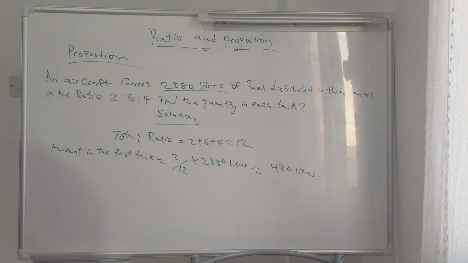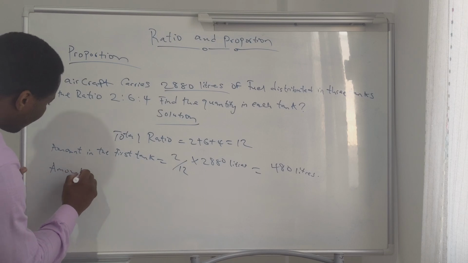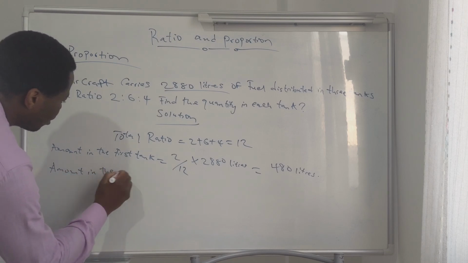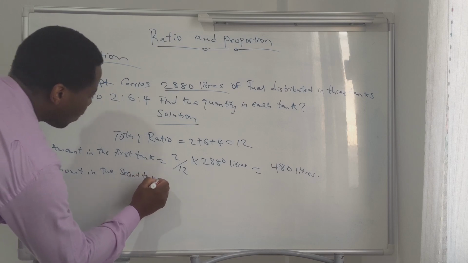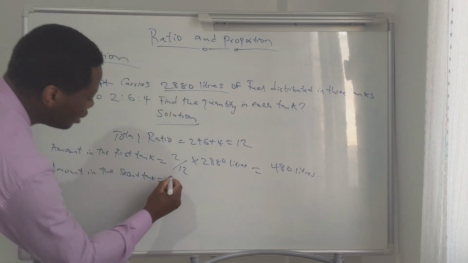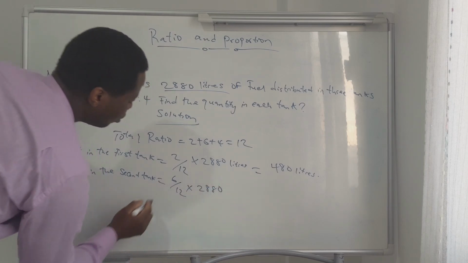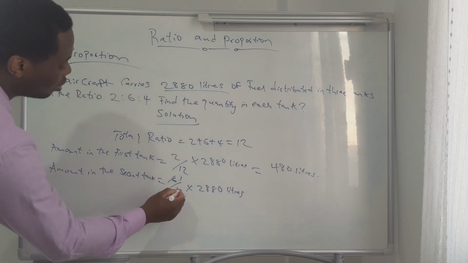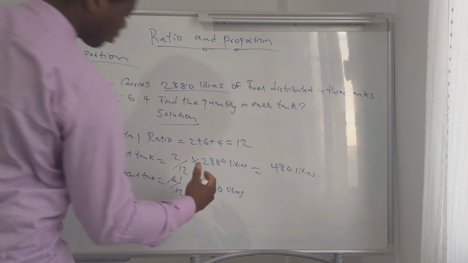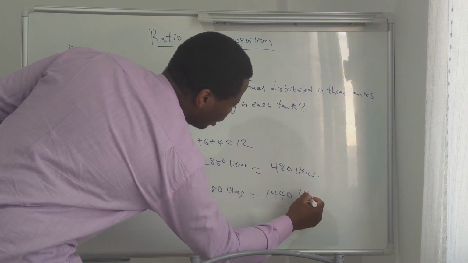Are we all following? Now, let's go to the second one. The amount in the second tank is equal to 6 over 12 multiplied by 2,880 liters. This is equal to 1,440 liters.